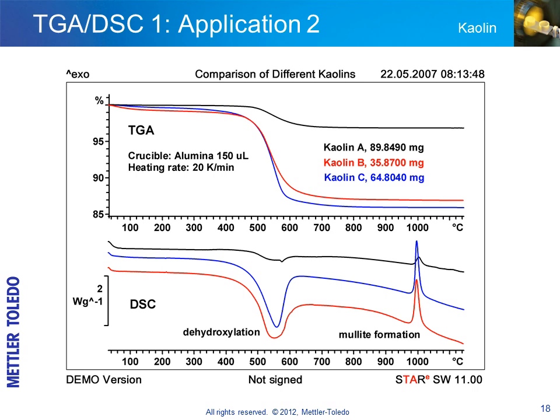The DSC curve of kaolin A shows a small peak at about 575 degrees. This peak is characteristic for the solid-solid transition of alpha to beta quartz. The exothermic peak at about 1000 degrees is due to the formation of mullite.